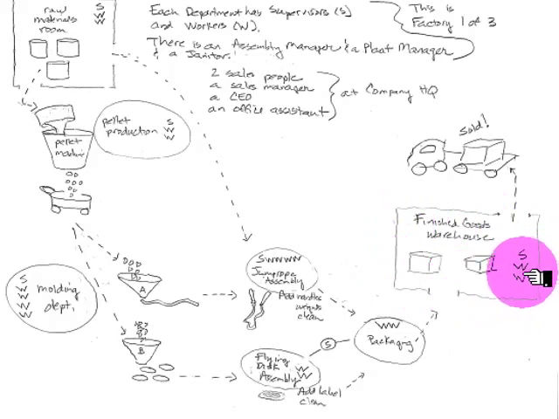And finally, once the goods are sold, they leave the finished goods warehouse. They're no longer in inventory at all. The cost of the goods that get sold are now an expense, and they're going to show up on the income statement.